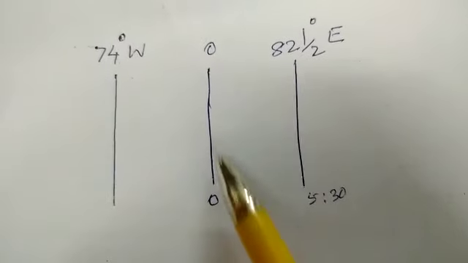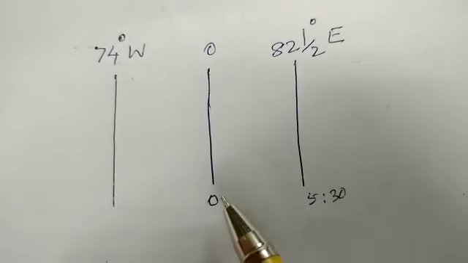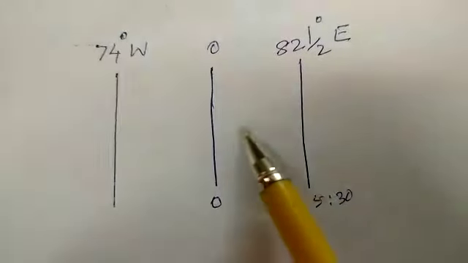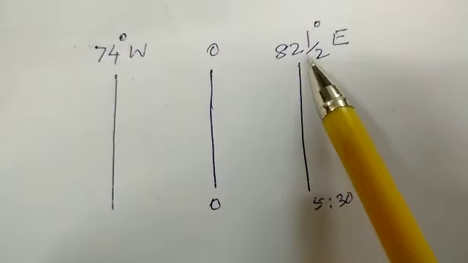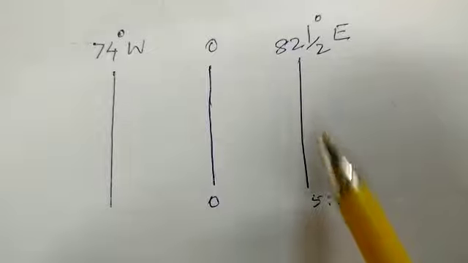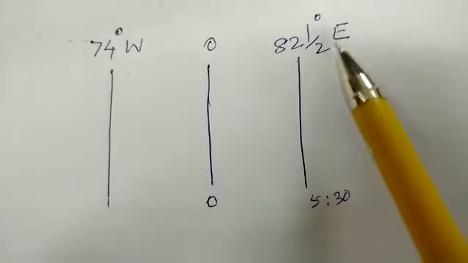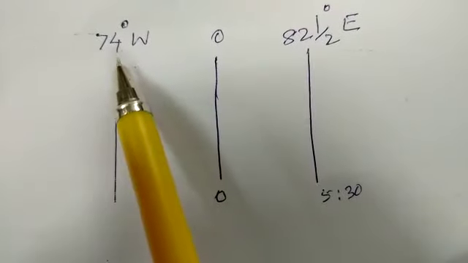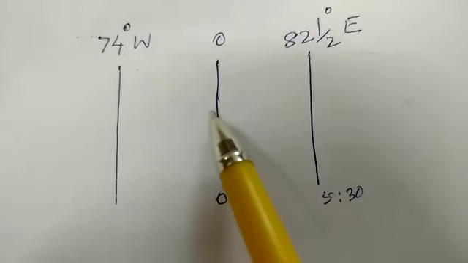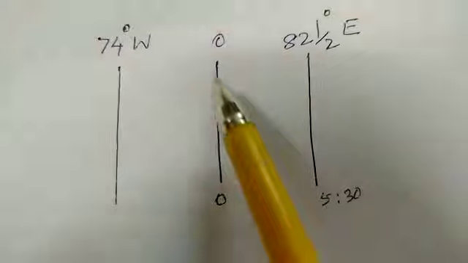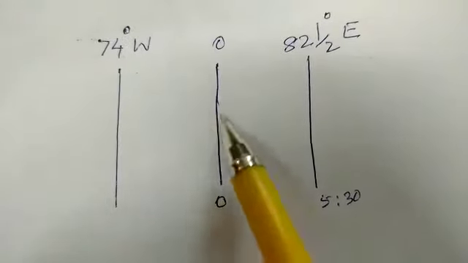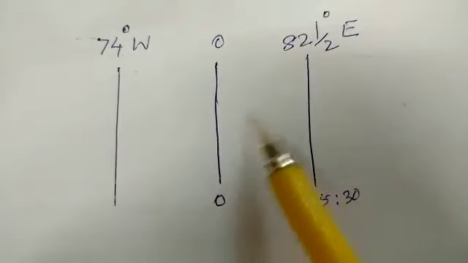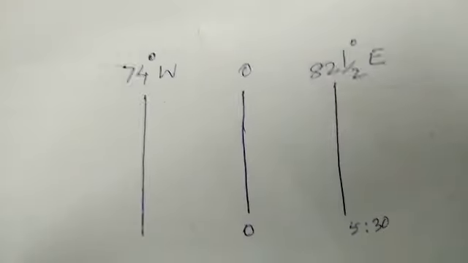You see, this is the 0 degree meridian. I have made it 0 degree, and you know our India is located towards 82 half degree east meridian. Our Indian standard time is 82 half degree east meridian. And Montreal is 74 degree west meridian of this Greenwich. This is the prime meridian, and from there it is towards the west side and towards the eastern side.